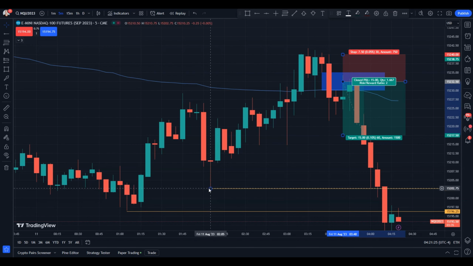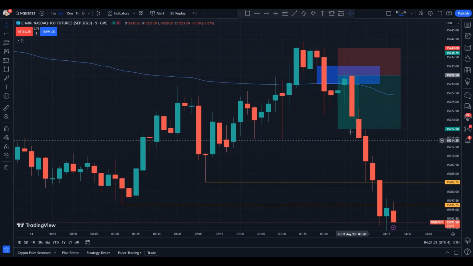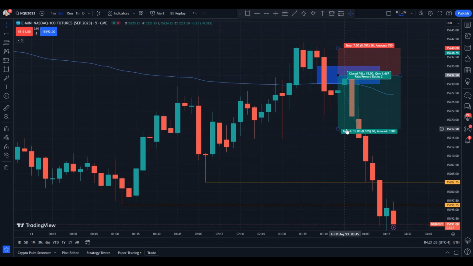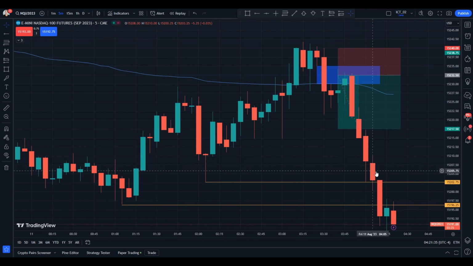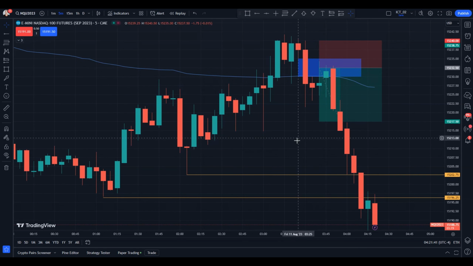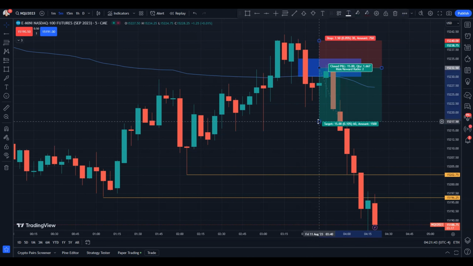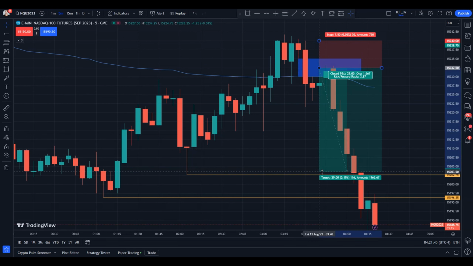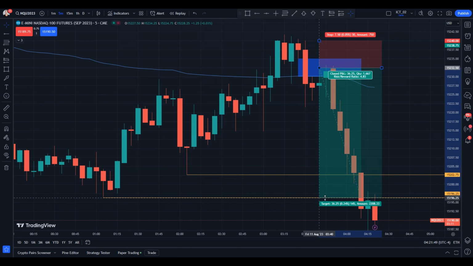I just want to draw in these levels as well. Liquidity level here, a low here, and another low liquidity. So you can, for example, scale out most of your contracts here, targeting this level, and then targeting the next level here, which is way more than a 1 to 2: a 1 to 4, and almost a 1 to 5 risk reward.